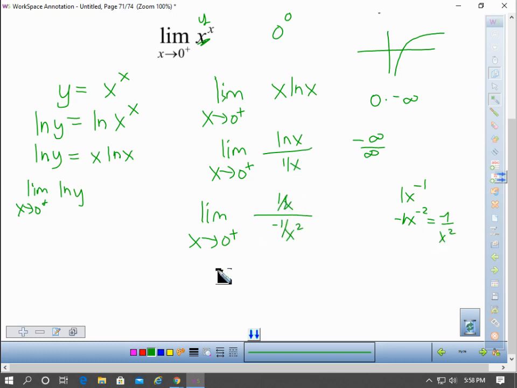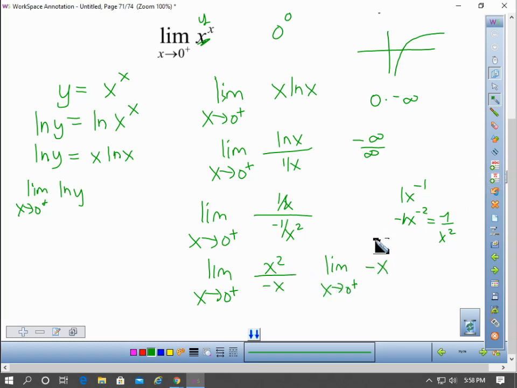Now, because we have x's in the top and the bottom, it would be better if we simplified it. So you do outers over inners. So that's going to be x squared over negative x. And then you can cancel. So that becomes negative x. All right. So now if I plug in a 0, I get the answer 0. Now remember though, that's not our final answer. That's the answer to this problem, the limit of the natural log of y.